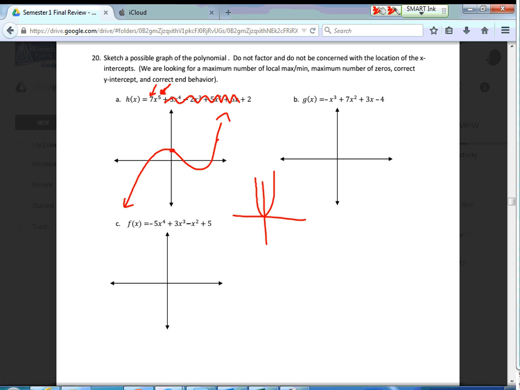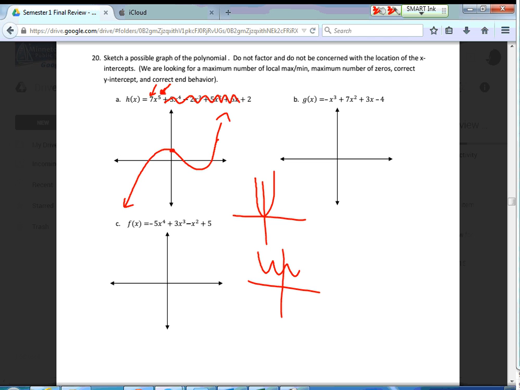It's only got 1 turn. And yet it's x to the 6th. So you can't tell me you have to have 5 turns if it's degree 6. Could you have 5 turns if it's degree 6? Yeah. This would also be an okay graph for x to the 6th.